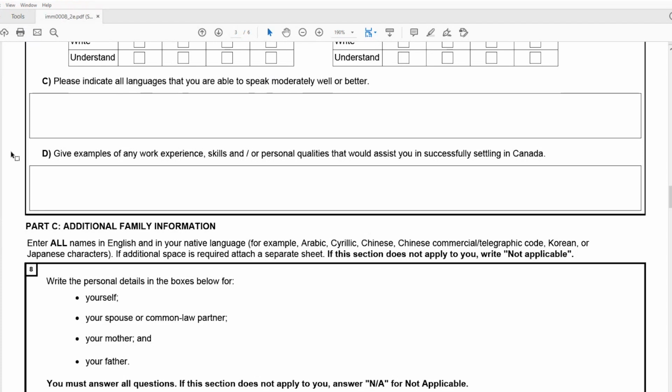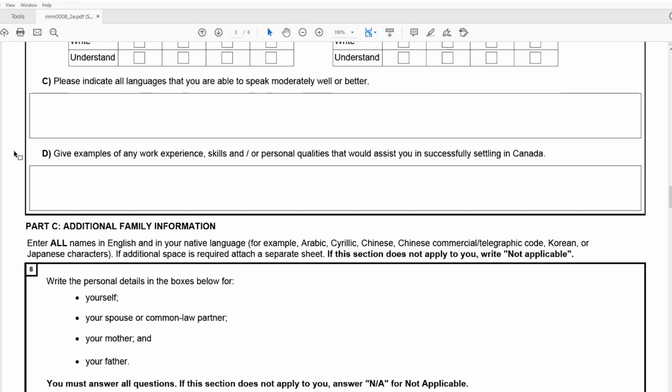If, however, you don't have specific work experience or skills, you may have personal qualities that you can talk about that demonstrate that you could successfully settle in Canada. So are you a person who doesn't give up? Are you someone who perseveres? That would be a personal quality that would explain to Canada that you would keep doing whatever it takes to be successful when you come to Canada.